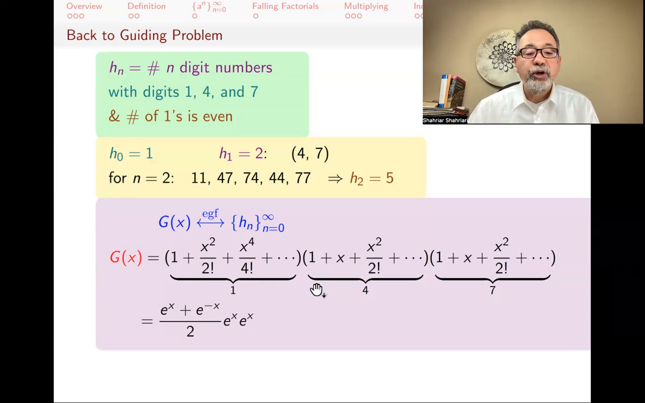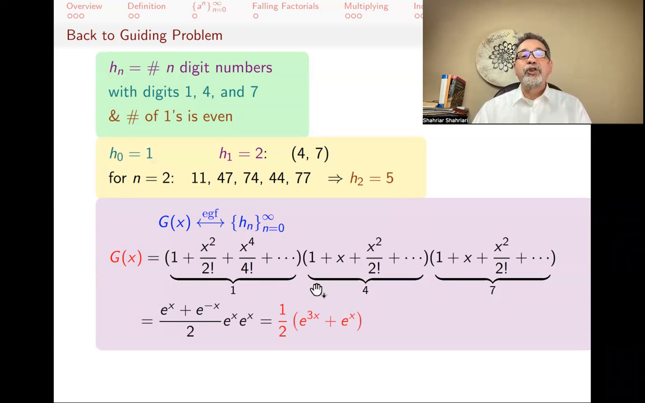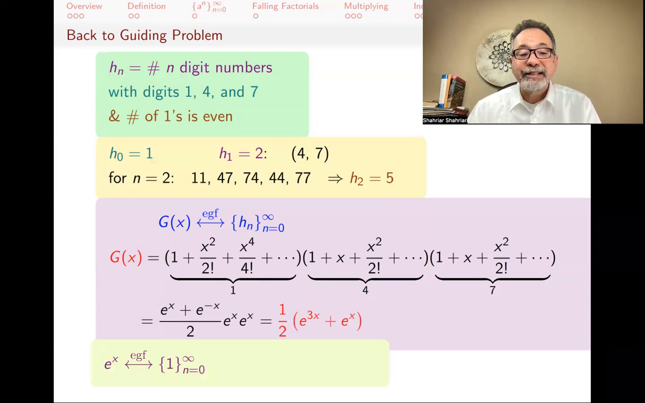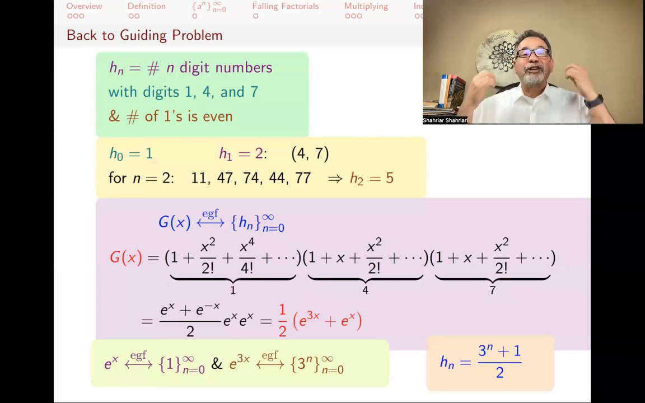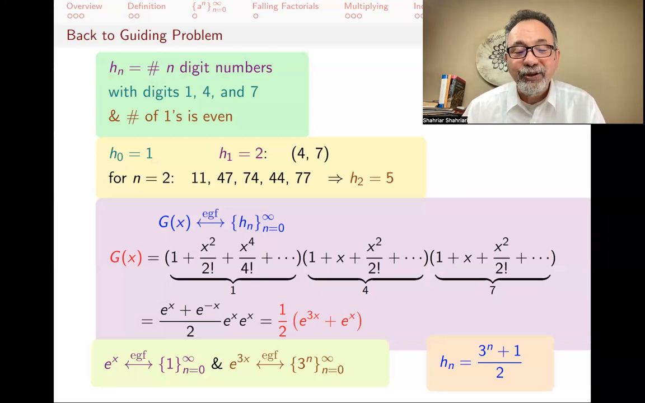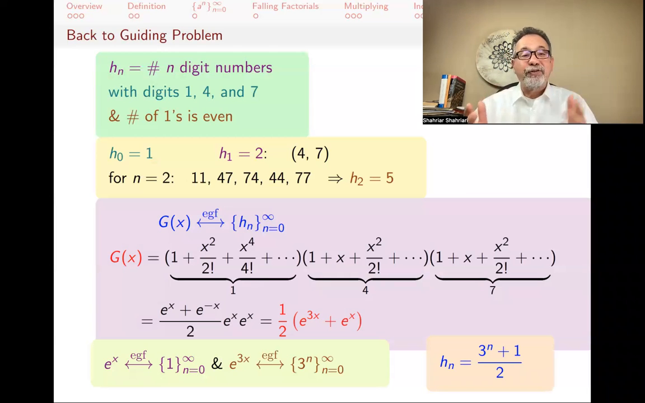You can multiply through, and you will get 1/2 of e to the 3x plus e to the x. And we know that e to the x is the exponential generating function for 1, and e to the 3x is the exponential generating function for 3 to the n, and here we're adding them. So when you add them, you just get the sum, and then you have to multiply by 1/2. So now we have actually a formula for hn. It's 3 to the n plus 1 over 2. It's magic if you ask me.